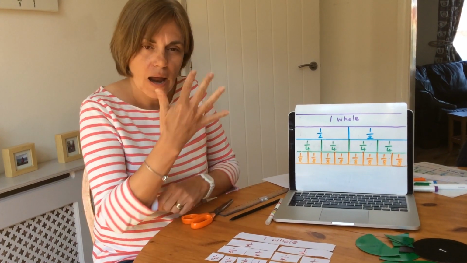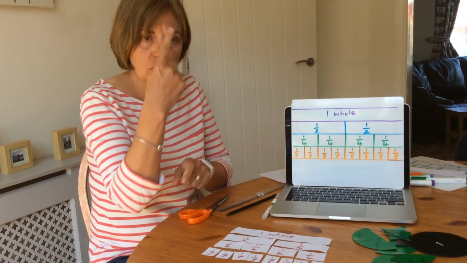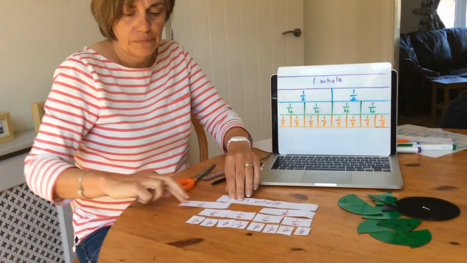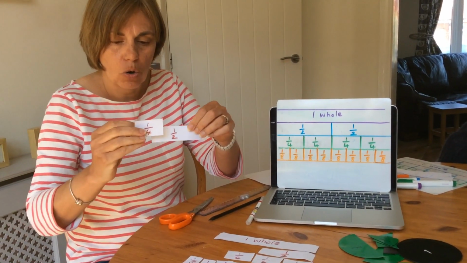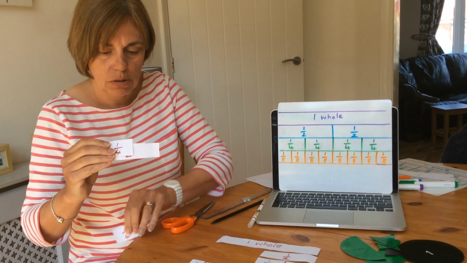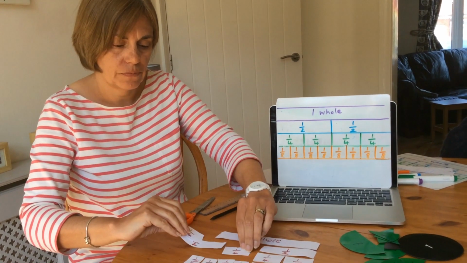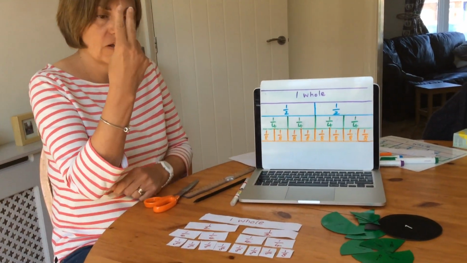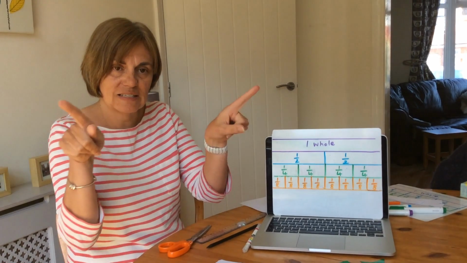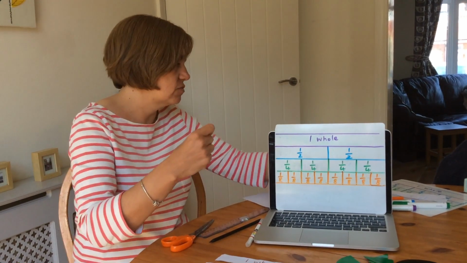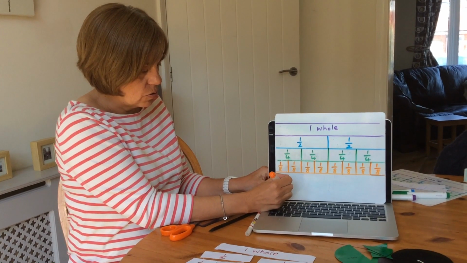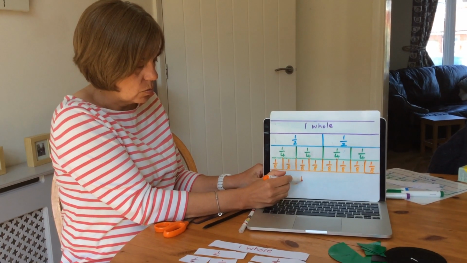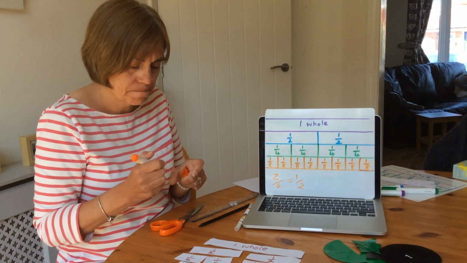Because remember, how many quarters is the same as 1/2? There's your half. How many quarters can I fit in here? 1, 2. Okay, so we can say that 2 quarters is the same as 1/2. Let's write that on here very quickly. So 2 quarters equals 1/2.